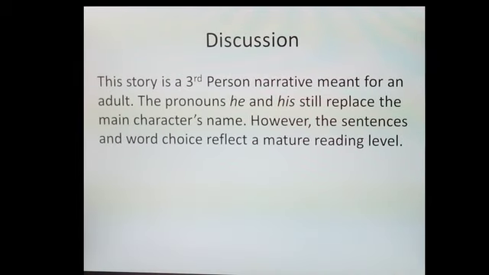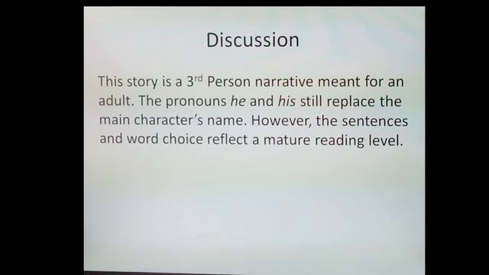Now notice in that story, first of all, that it's the same person point of view, third person. It is meant for an adult. The pronouns he and his still replace the main character's name, but this time the name is Thomas, not Tommy. However, the sentences and word choice reflect a mature reading level. So we have longer sentences, we have punctuation that reflects a more mature reading level, we have semicolons and colons, we have some transitional phrases that an adult can understand better. So all of those things contribute to our purpose and our audience.